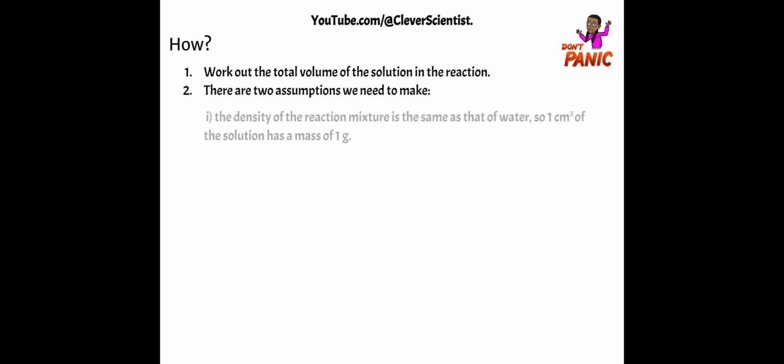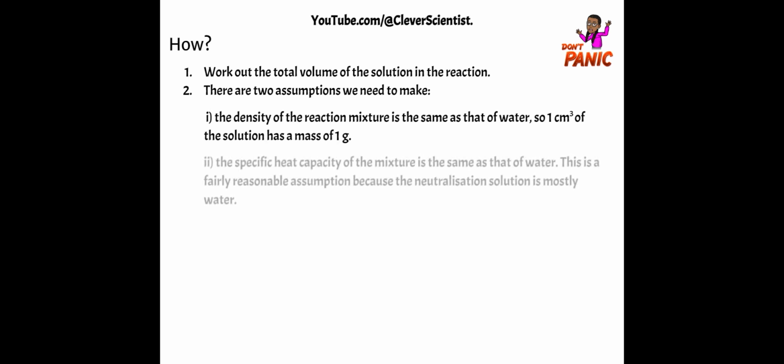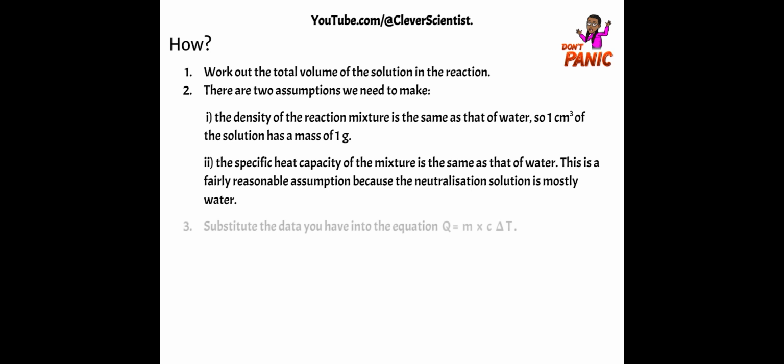How do we do this? So first we've got to work out the total volume of the solution in the reaction. Secondly, there are a couple of assumptions that we need to make. Firstly, that the density of the reaction mixture is the same as that of water. So 1 centimetre cubed of the solution has a mass of 1 gram.